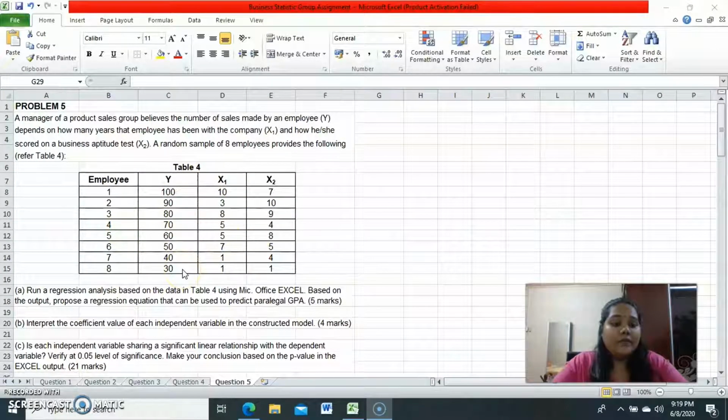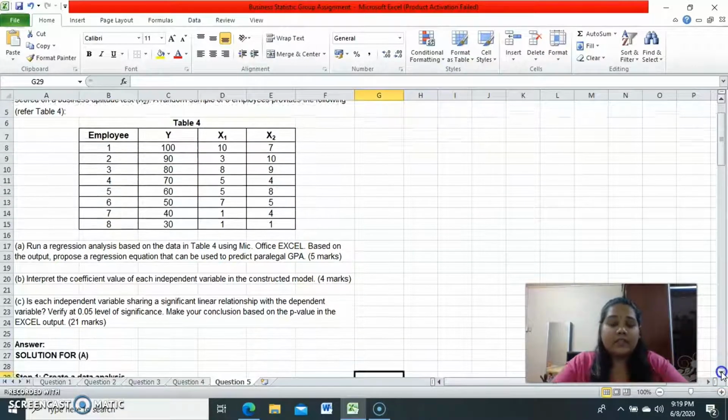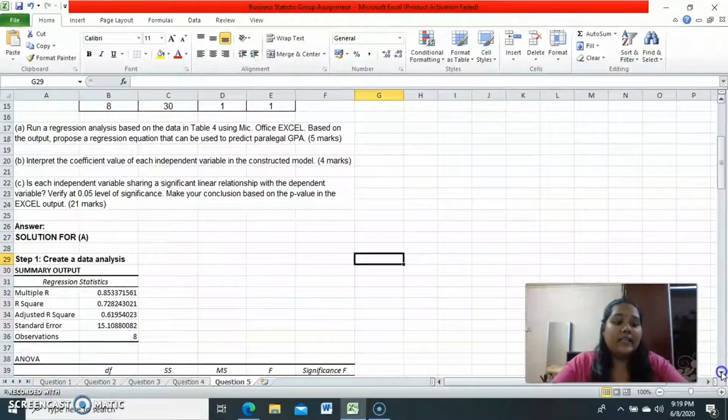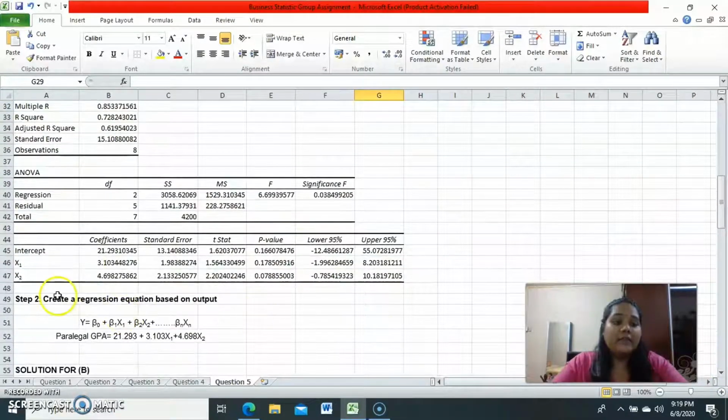So move on to the first question. Run a regression analysis based on the data in table 4 using Microsoft Office Excel. Based on the output, propose the regression equation that can be used to predict parallel GPA. The first part consists of two steps: the first step is to create the data analysis, and the second step is to create a regression equation based on the output.